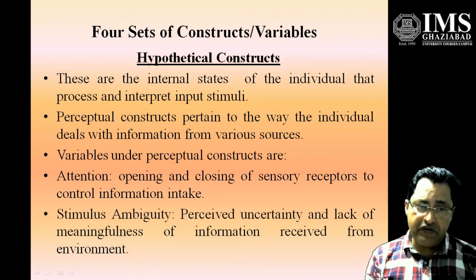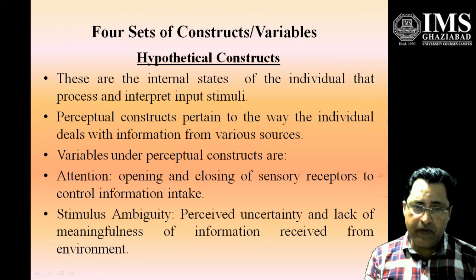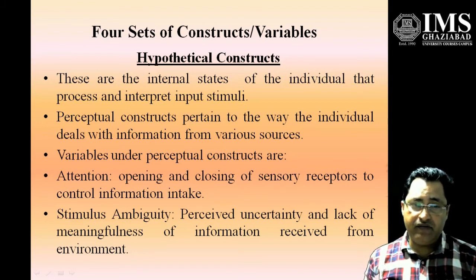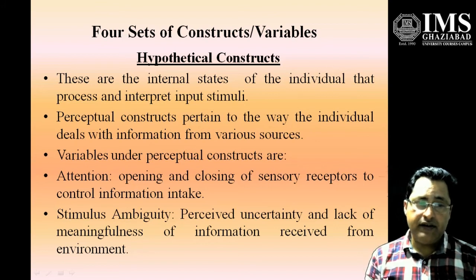Stimulus ambiguity. Ambiguous means basically you are not sure. You can perceive the uncertainty and the lack of meaningfulness of information received from the environment. I can distort the information in a positive way, I can distort the same information in a negative way, because I'm ambiguous, right? So stimulus ambiguity is all about the uncertainty, and you're not certain that the things will come, right?